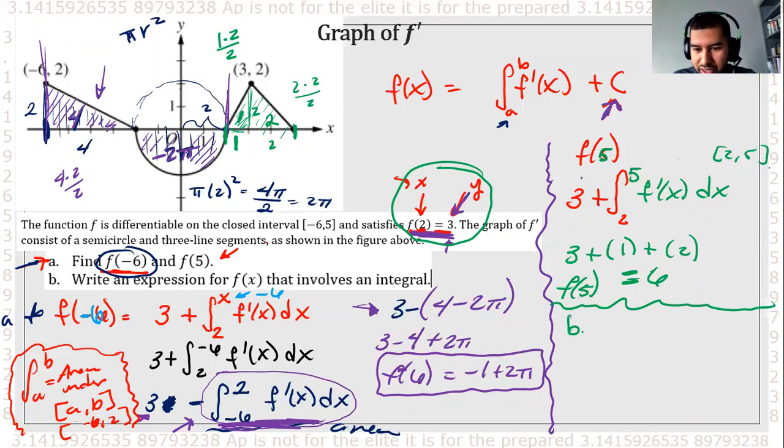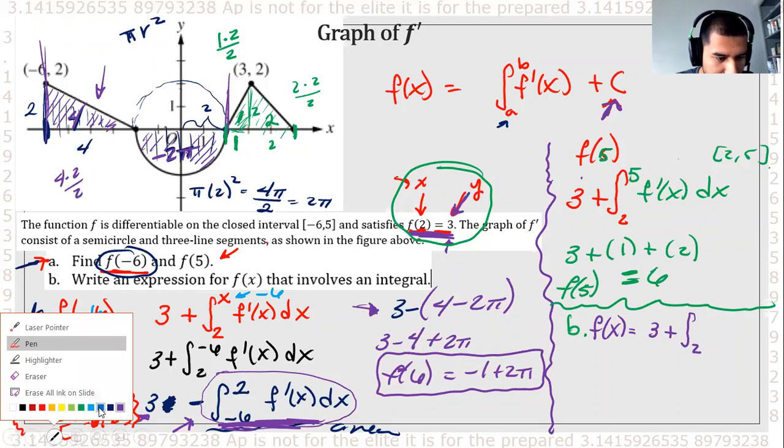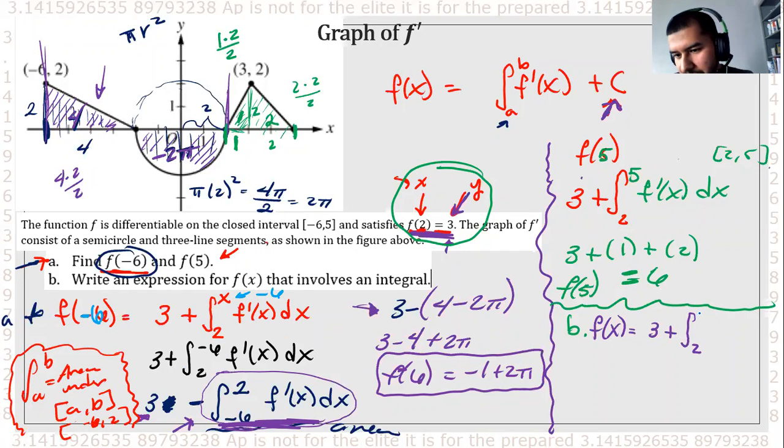Okay, part B says, can you give me a general equation to find any value for f of x? Well, we can. F of x is equal to the initial condition, in this case 3, plus the initial condition's x value, which is 2. And this right here will be my x value, right? Because I don't know what value it is, but they want me to find it.